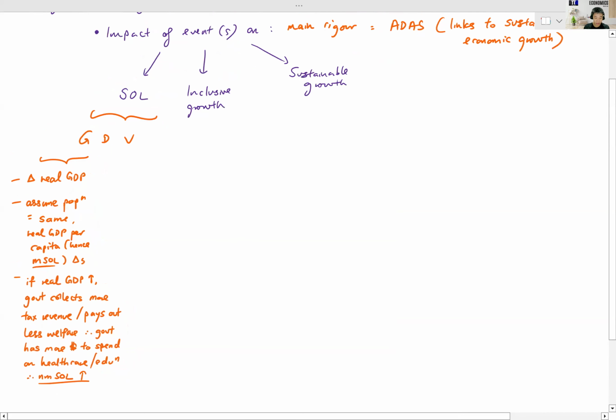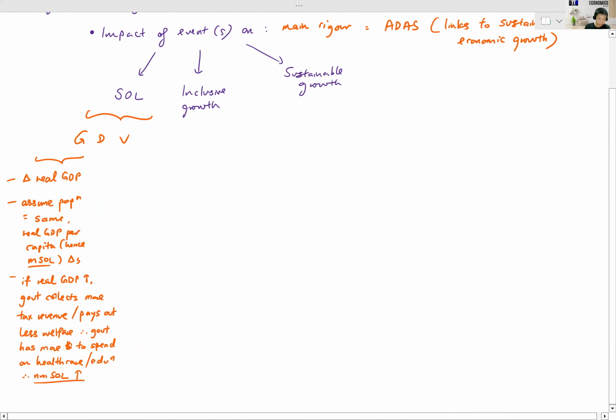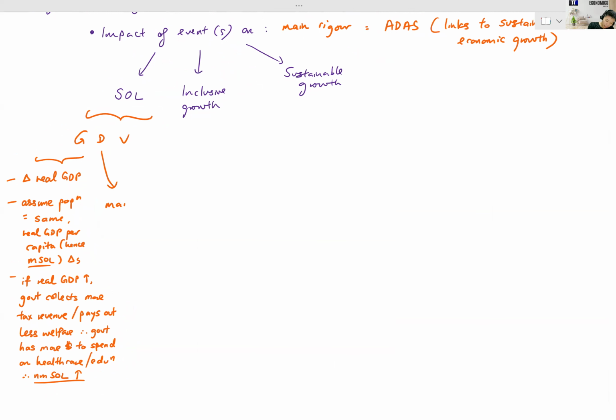So whenever you have an event, you have to link it to real GDP first, okay? And that can be tied to material and non-material standards. And the D here is mainly about distribution of income. G, and then this is a D, okay? When I say distribution of income, I'm thinking how the event affects equity, okay? Some events tend to affect low-income families more than others.